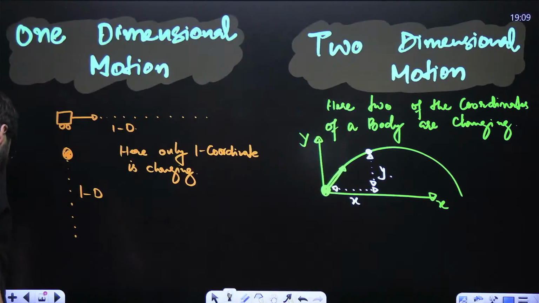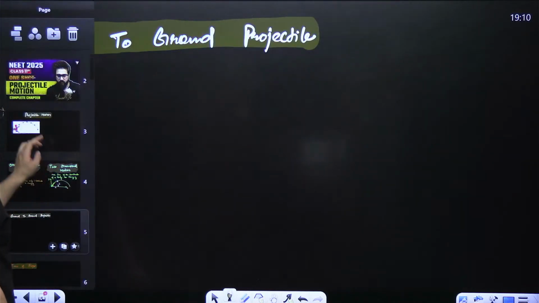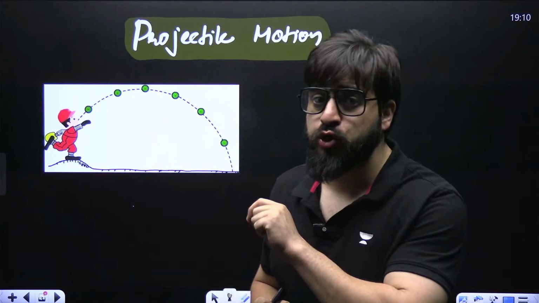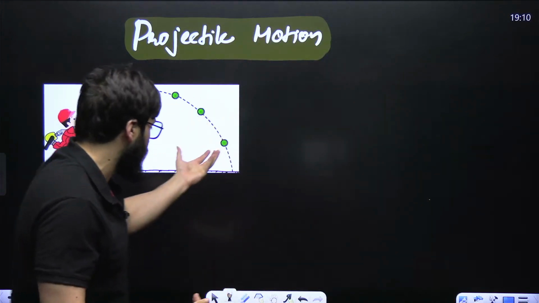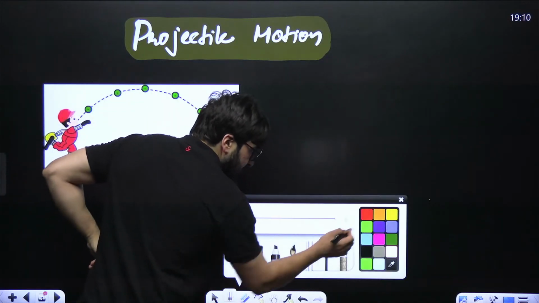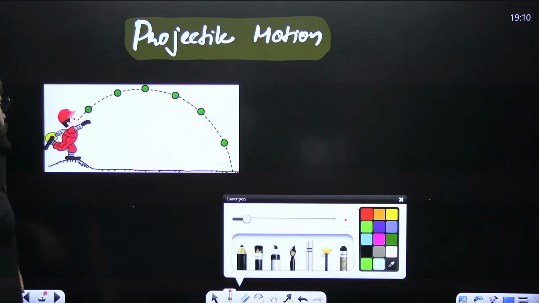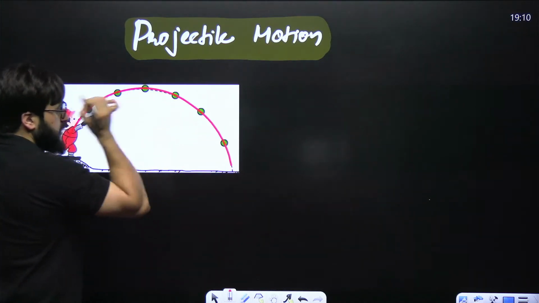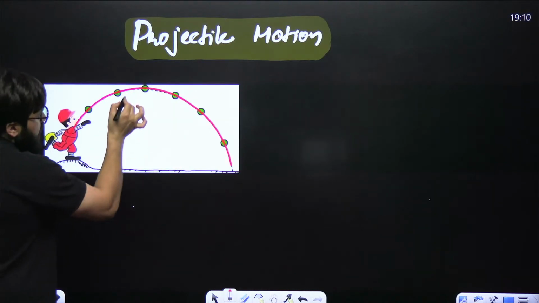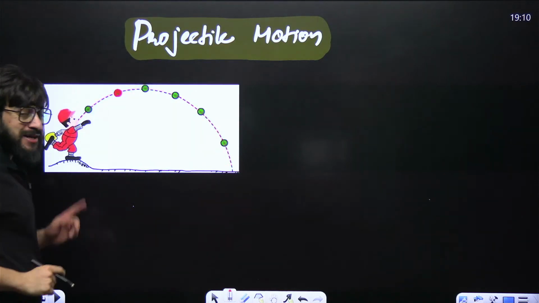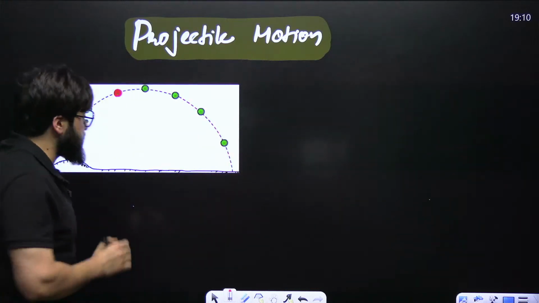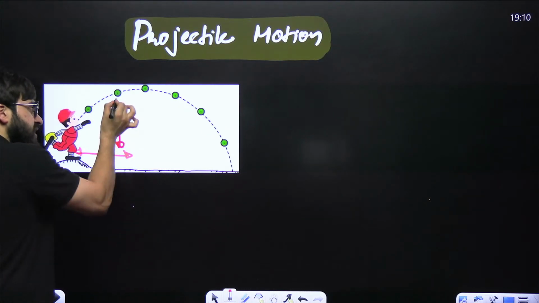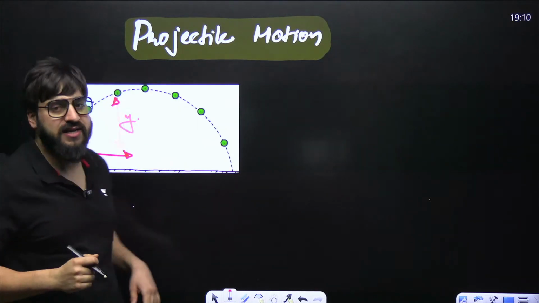Now, guys, let's move on to projectile motion. Is projectile motion one-dimensional or two-dimensional motion? It's a two-dimensional motion, obviously. Let's suppose you have got a ball over here. You are throwing the ball from this point and it will follow this particular path. When the ball is here, how much distance has it covered in x? This much distance in x. How much in y? This much displacement in y.